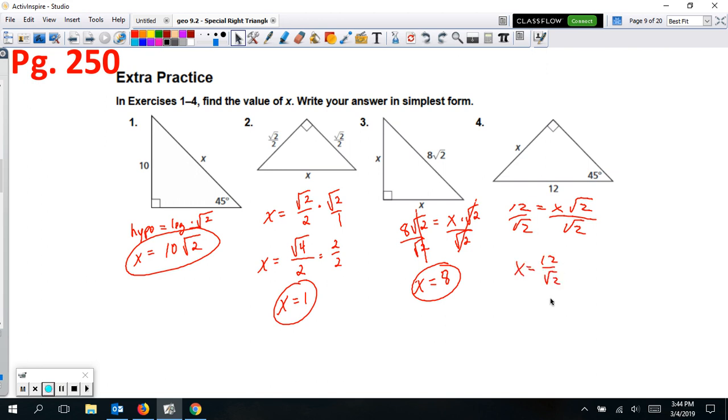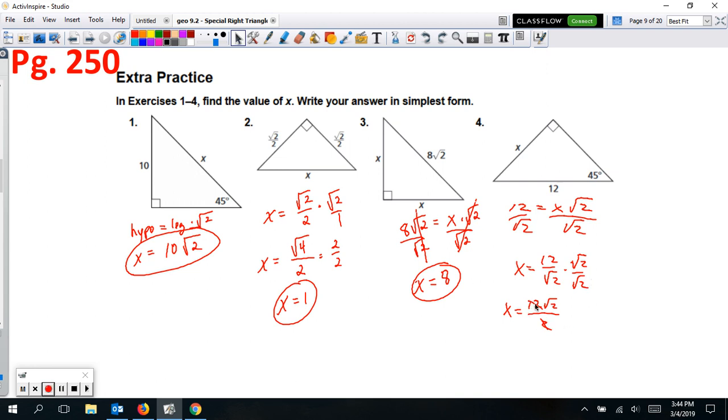But we need to remember that we cannot leave a radical in the denominator. We have to rationalize that. So we have to multiply top and bottom here by the square root of 2 over the square root of 2. That way this down here would become the square root of 4, which will become a 2. That will rationalize that and make it a rational number. So on the top we have 12 square root of 2 and over 2 now. So the square root of 2 times square root of 2 is 2.